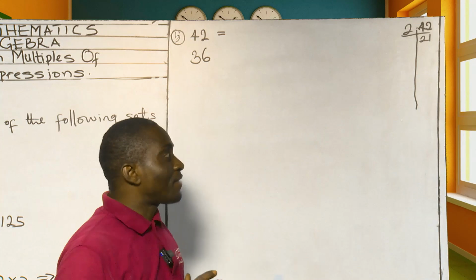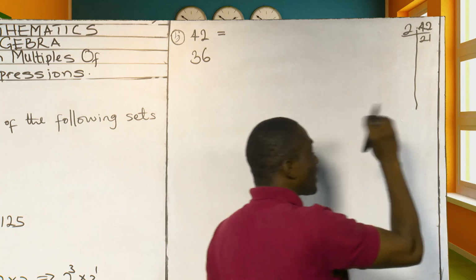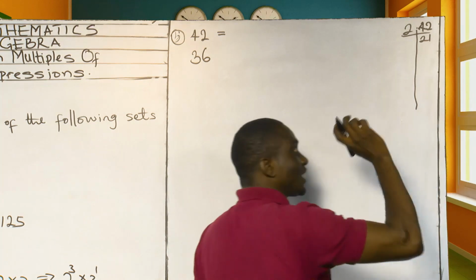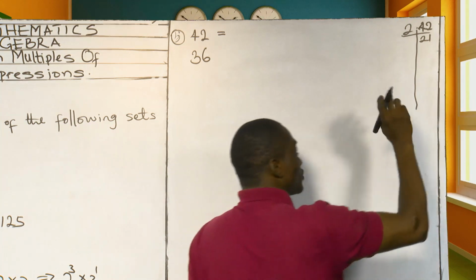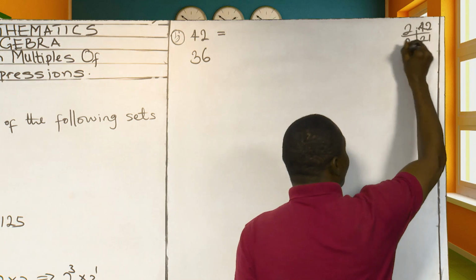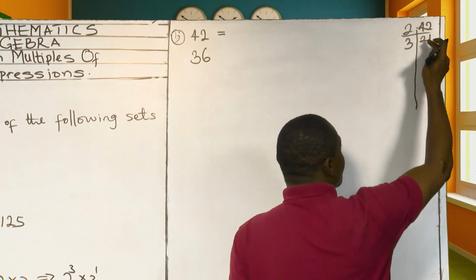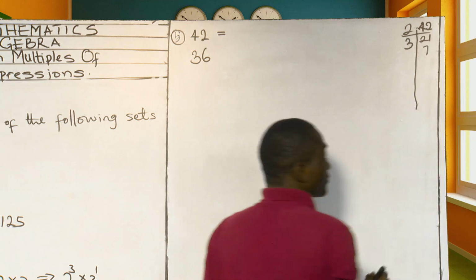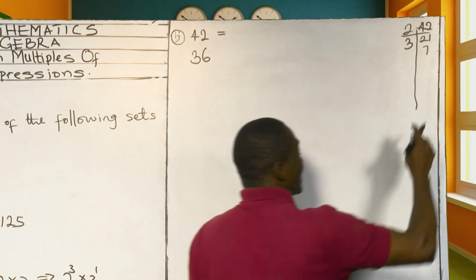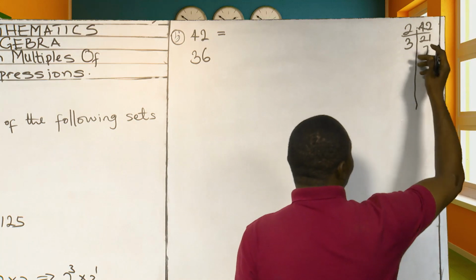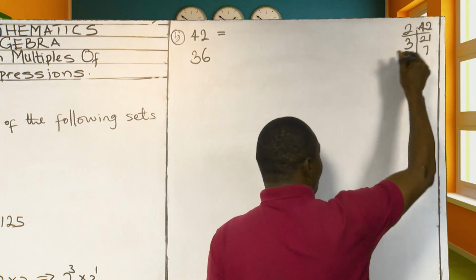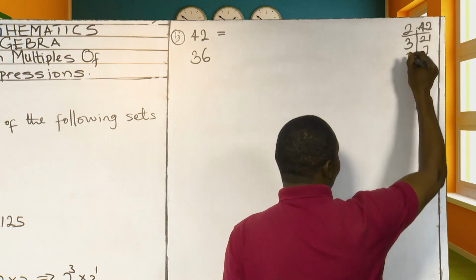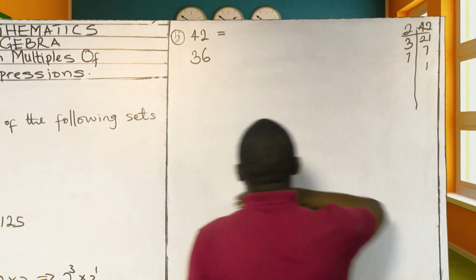What is the least prime factor of 21? 3 is the least prime factor of 21, and we write it here to make the division. 3 in 21 will give us what? Will give us 7. Okay? And the prime factor of 7 is 7. 7 in 7 will give us 1.